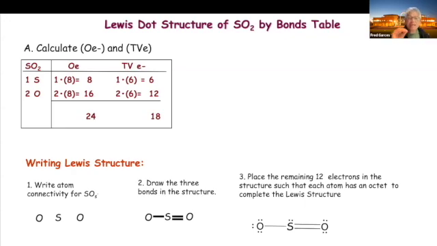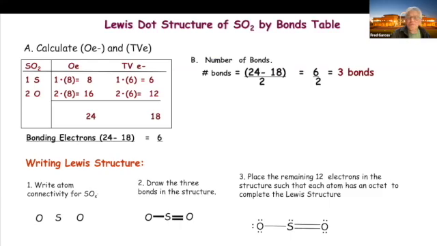sulfur has 6 valence electrons right here. And oxygen has 6 valence electrons right here. And there's 2 oxygens, that's a total of 12. And you add 6, that's a total of 18. 24 minus 18. Okay, this is the connectivity right here. 24 minus 18 is 6. 6 divided by 2 is 3 bonds. This compound has 3 bonds.